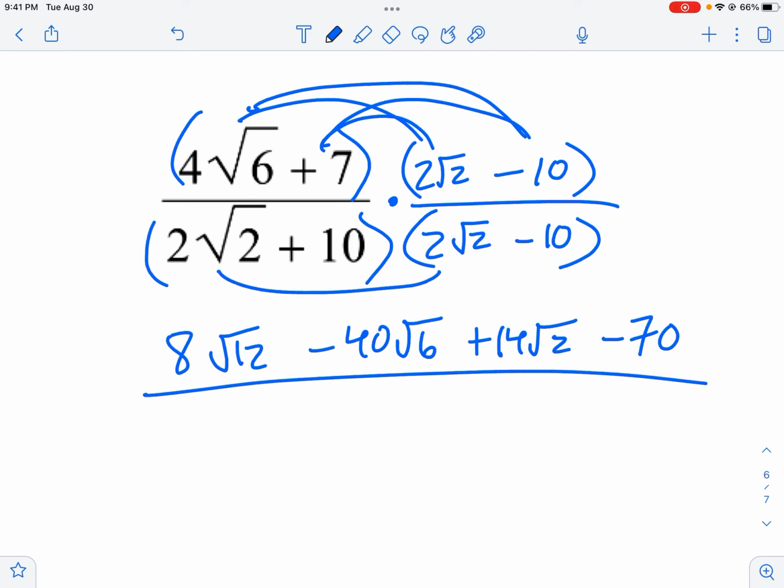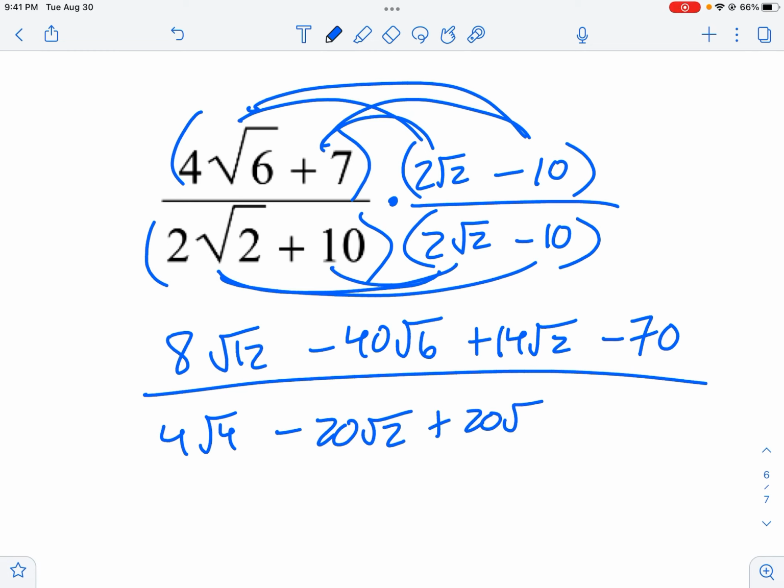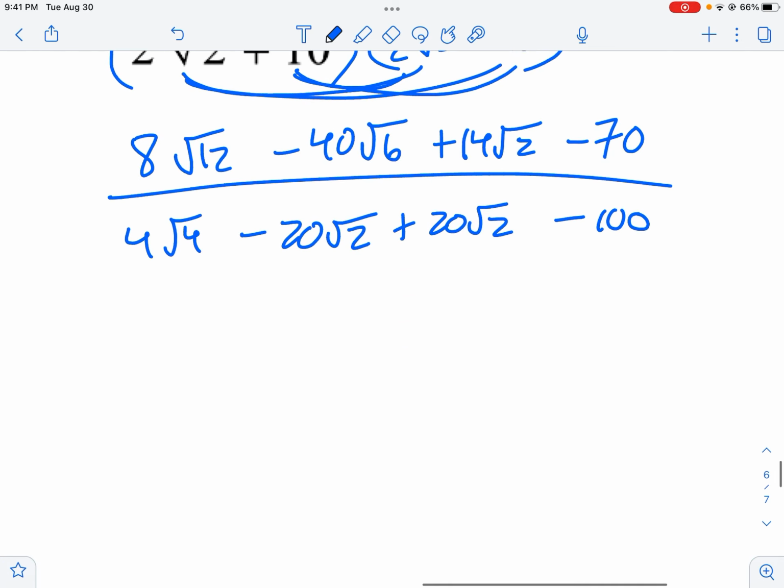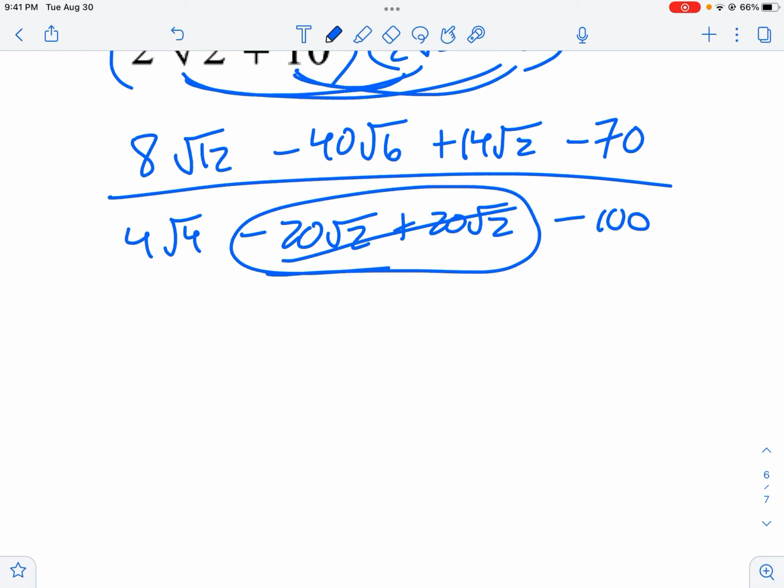The bottom, we're going to get 4 root 4. And then minus 20 root 2. And then the next part, we're going to get positive 20 root 2. And subtract 100. Look, lots of stuff, but now we do the simplifying. These simplify. They're gone. They're opposites of each other, so they get 0. This part turns into just 4 times 2, which is 8. So on bottom here, we got 8 minus 100.